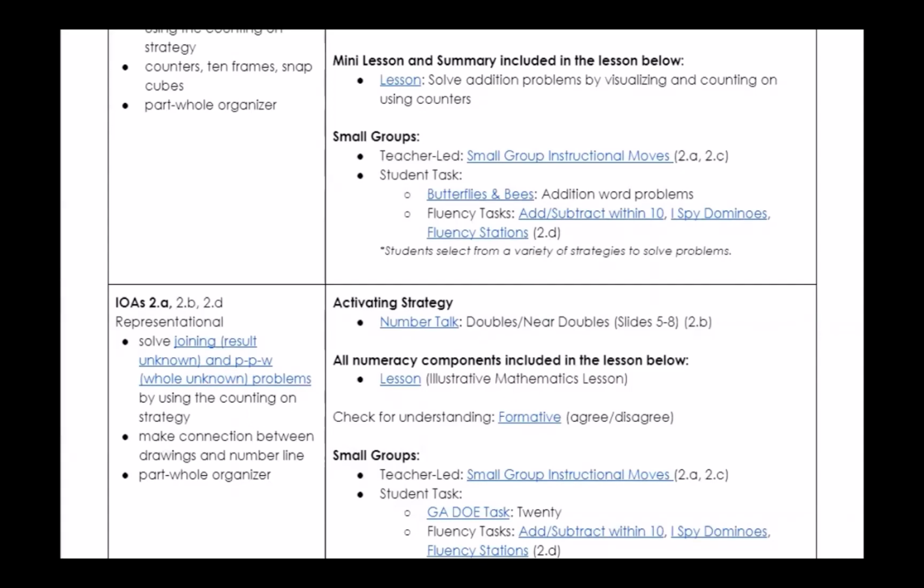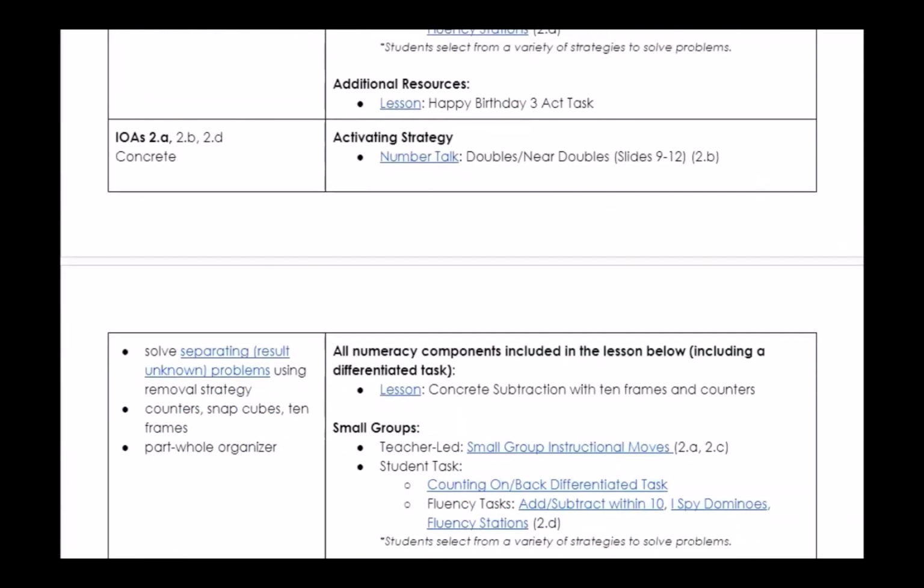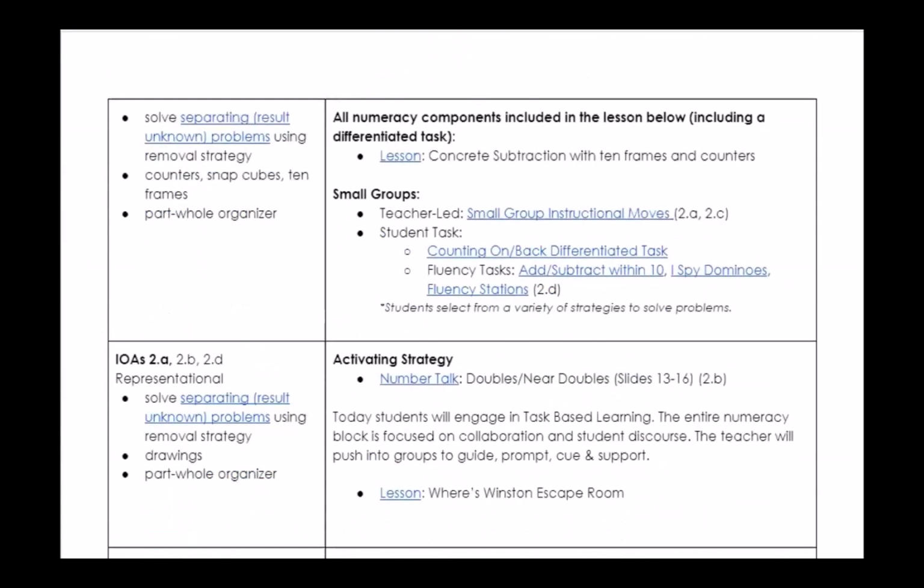On the next day, we're back to concrete again. And that's because we're introducing another problem type. We're going to do that separating result unknown problem type using the removal strategy. So we're back to concrete, our counters and snap cubes again. And then again, we're going to follow that same thinking. We're going to progress to representational using our drawings. So you're going to see that is how the unit is paced with problem types and strategies going back and forth.